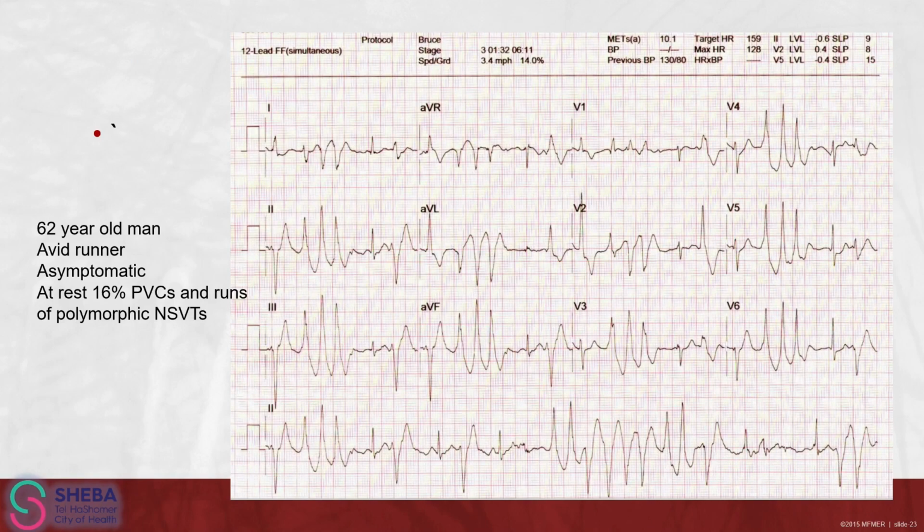And like Daniel showed, I also have a very similar patient that was an avid athlete. And when I put him on the treadmill, there were very ugly-looking polymorphic non-sustained VTs. So he wanted to keep running, and so we gave him an ICD.